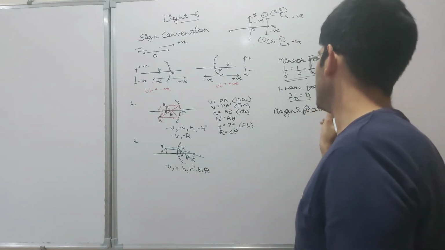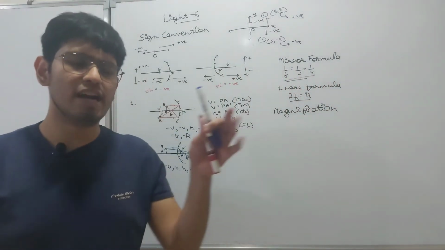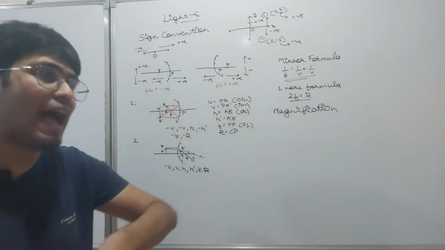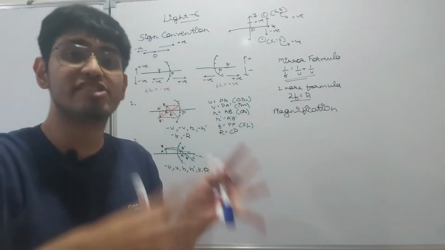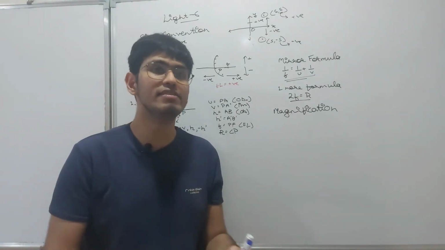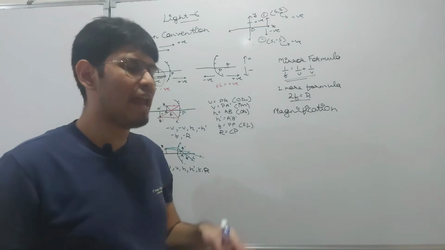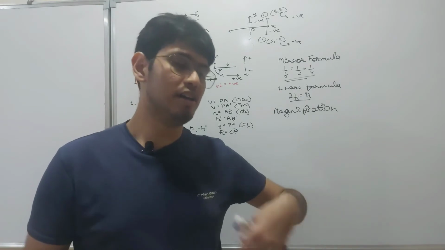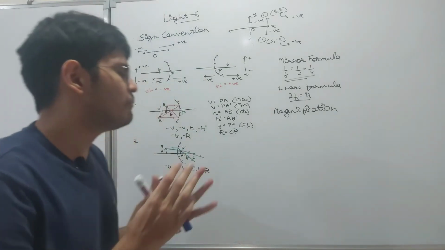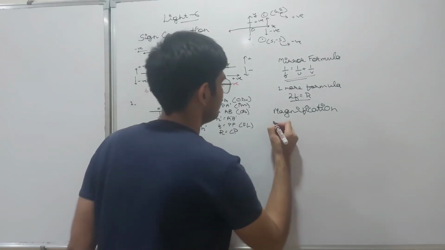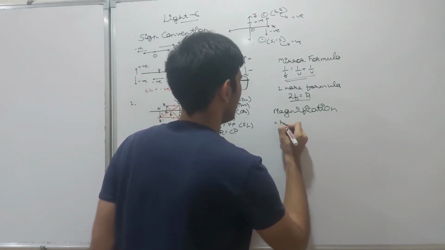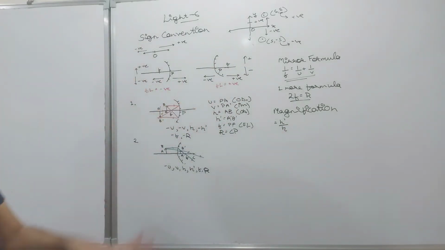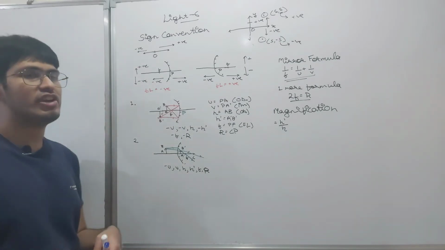What is this magnification? See, magnification is basically a ratio. You are just comparing two things, like you are telling that the size of the image is this many times greater than the size of the object. Like your elder brother is this much taller than you, or your younger brother is this much shorter than you. That's a comparison. In magnification, we are comparing the height of the image and the height of the object. So the formula for magnification becomes h dash by h.